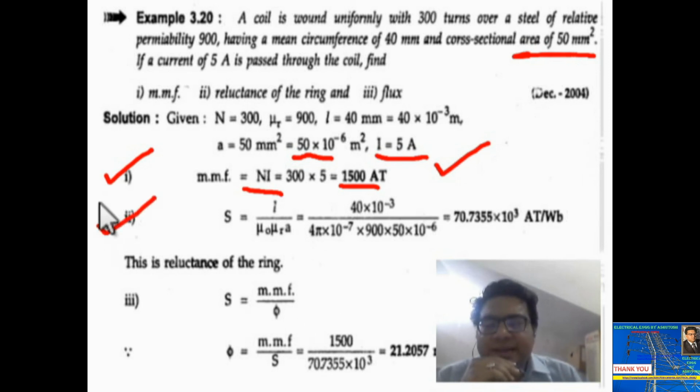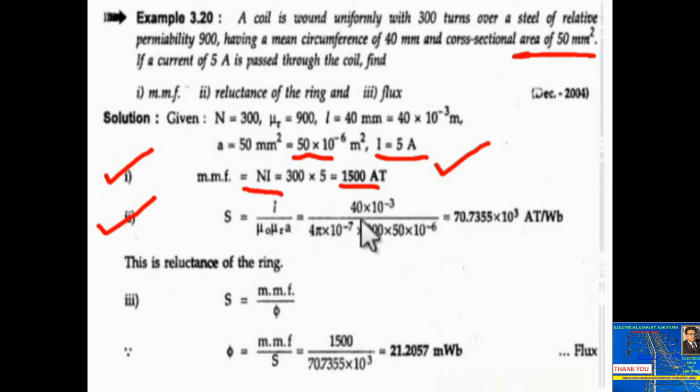Then see, second, reluctance. S is equal to L upon mu 0 mu R into A. You can see here, the length of steel is 40 into 10 to the power minus 3 meter. From this data, just put mu 0 as 4 pi into 10 to the power minus 7 Henry per meter. This is absolute permeability. Then relative permeability, Mu R, is 900. Then area of cross section is 50 into 10 to the power minus 6.